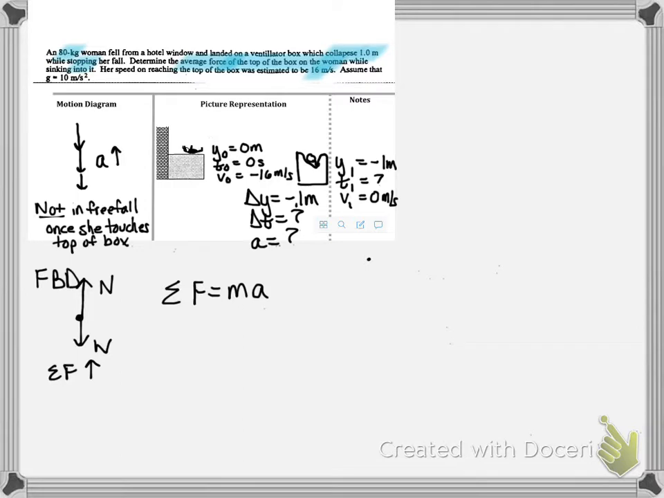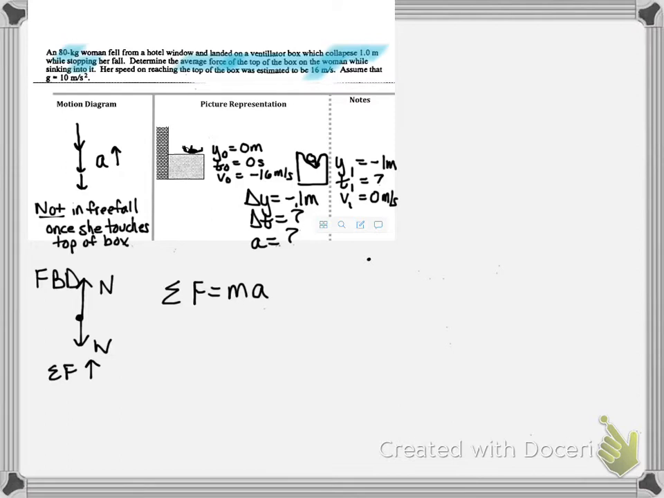Net force and acceleration have to match. If my acceleration vector is up, which it is based on her downward velocity vectors having to get shorter and shorter, so that's an acceleration up. That's the only way I can draw my free body diagram and make that match.